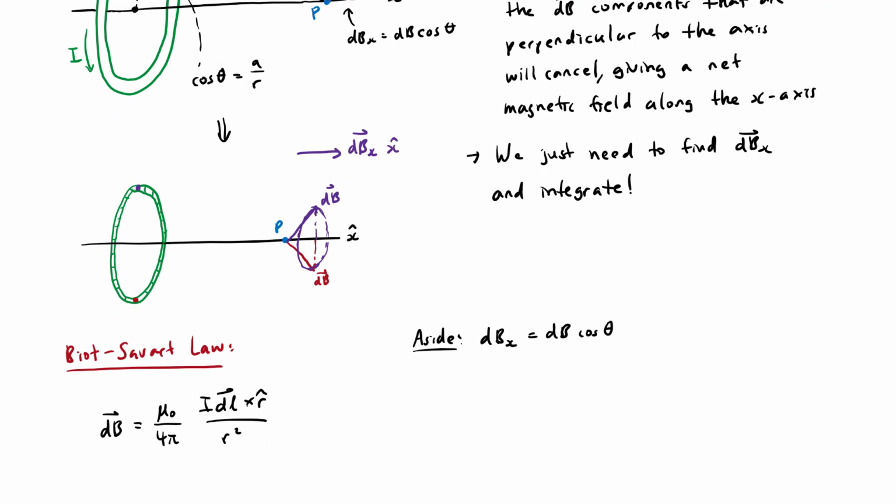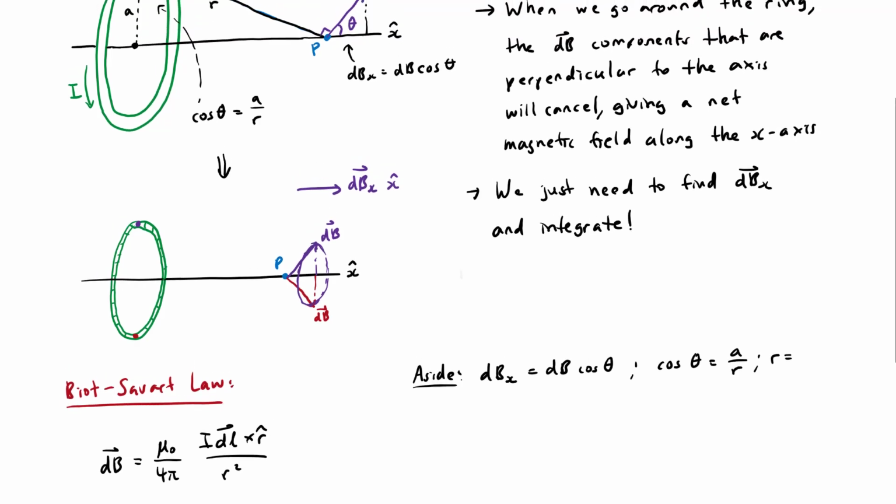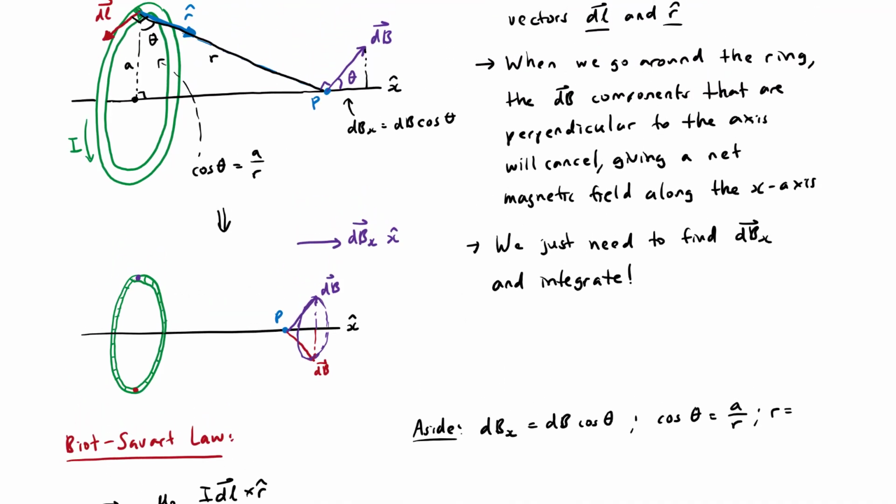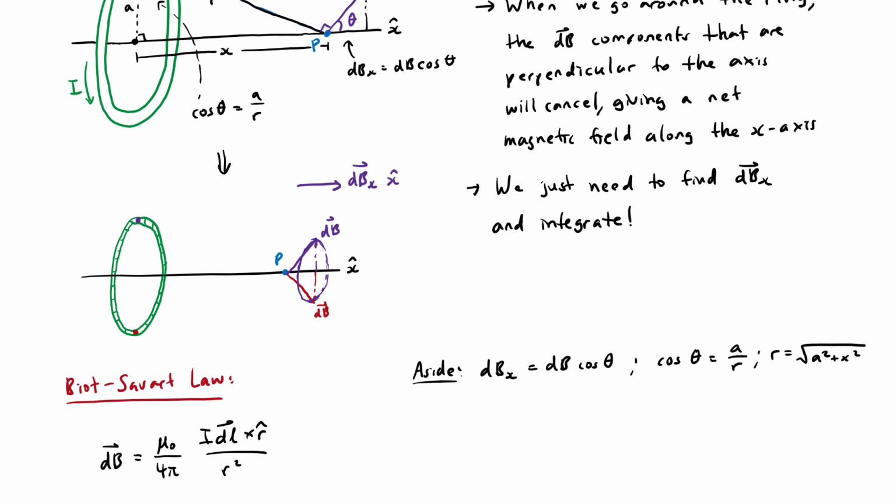What else do we know? We know that cosine of theta was a over r. And apart from that, looking at this triangle with a right angle, we have a squared plus, oh, there's one thing we haven't mentioned before, the distance that P is away from the origin. So x squared plus a squared equals r squared. So r is equal to the square root of a squared plus x squared. So those are three relationships that we can obtain from our diagram.